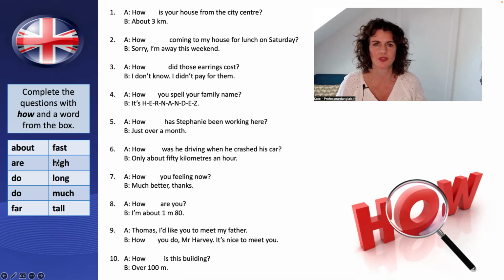So let's do the first one together. Number 1. How is your house from the city centre? Well, let's have a look at the possibilities. How long is your house from the city centre? No. How do is your house from the city centre? No. How far is your house from the city centre? Well, that works. So I want you now to complete the rest of the sentences with a word from the box. If you need to, pause the video and restart when you're ready.